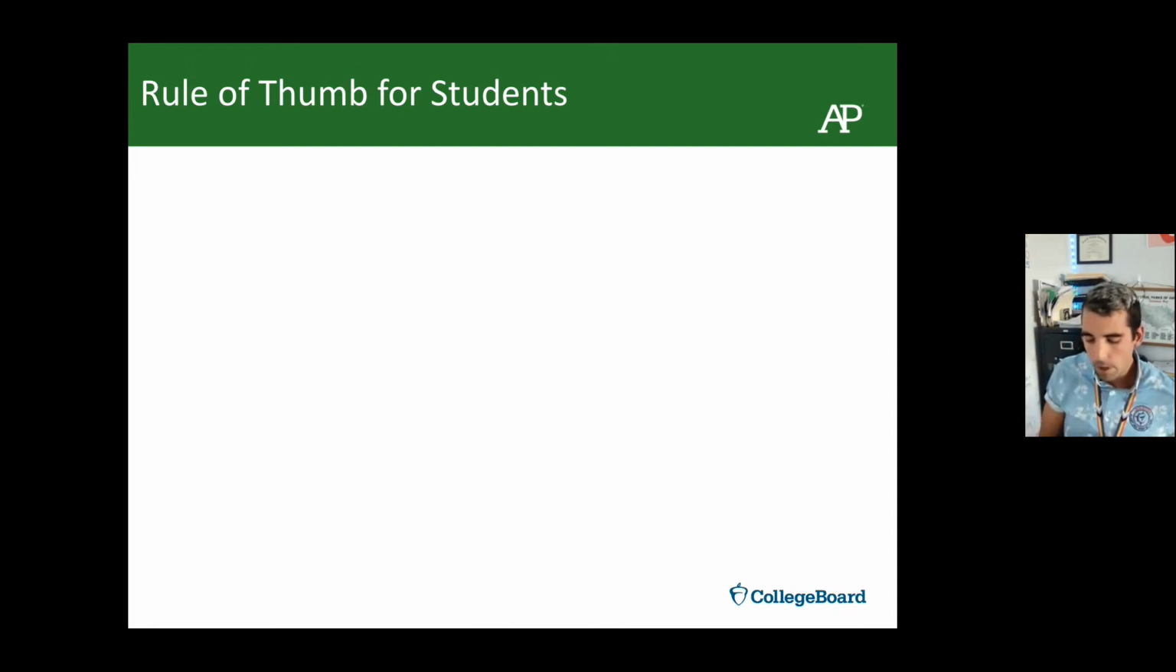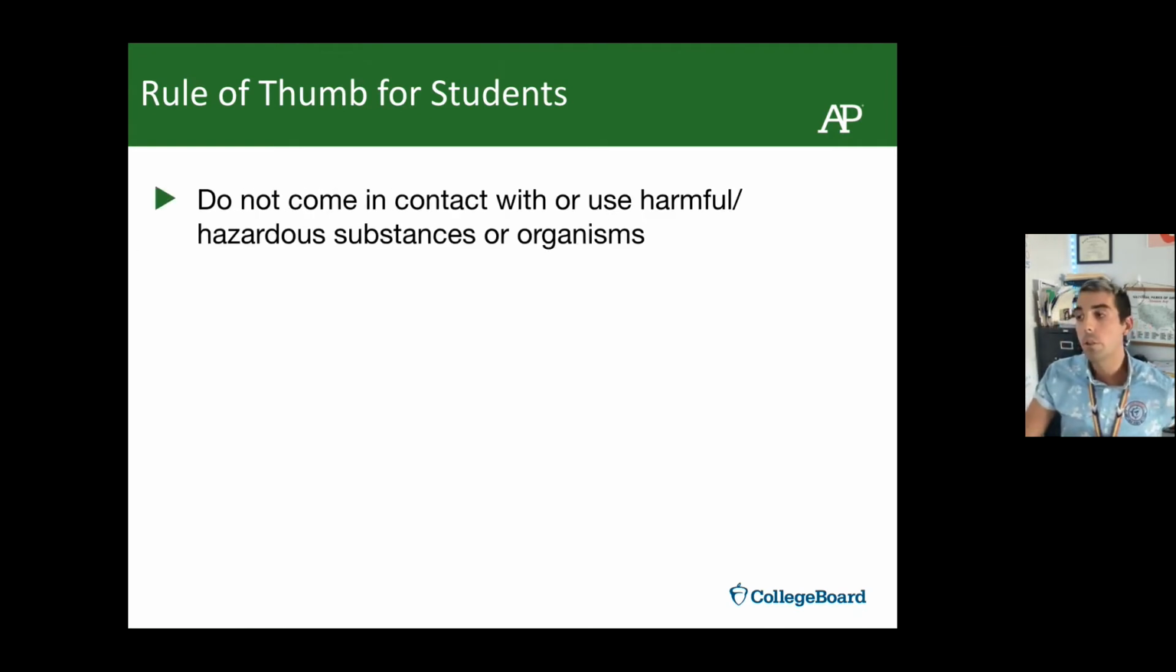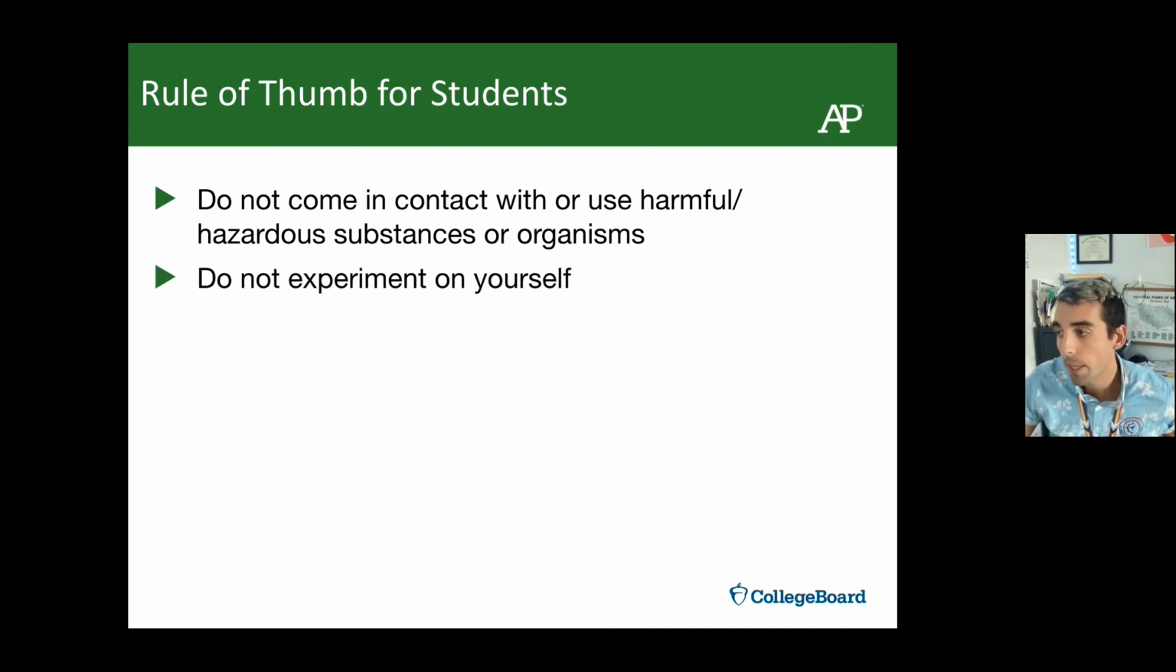All right, so first let's talk a little bit about the rules that go into ethical research. Number one, do not come in contact with or use harmful hazardous substances or organisms. None of us are certified to use any hazardous materials, so we're going to make sure we don't come in contact with anything harmful, because the first person you're responsible for is yourself, and you want to make sure that you're not putting yourself in harm's way.